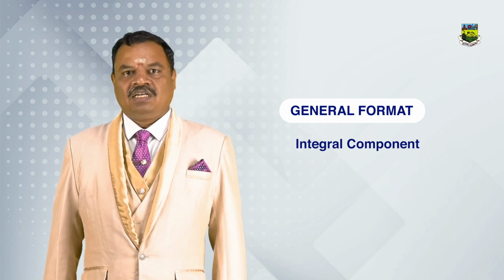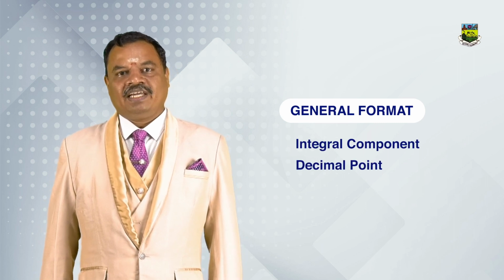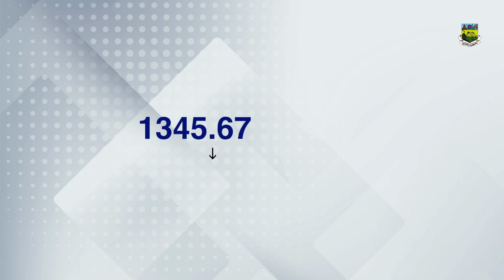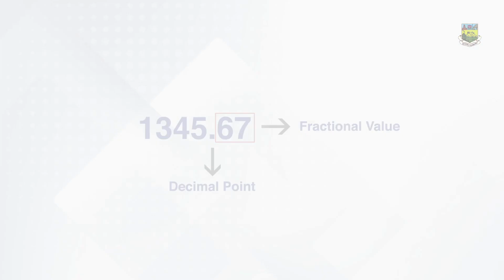In the general format, we can have an integral component, a decimal point and a fractional portion. As an example, 1345.67 is one example of a decimal number. Here the point represents the decimal point, and the values after the decimal point are called the fractional value.